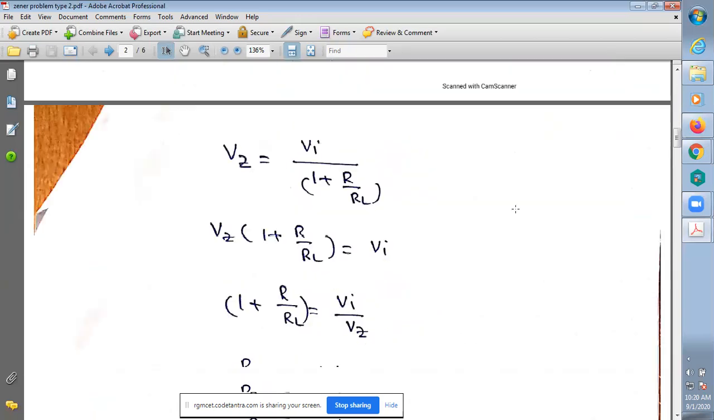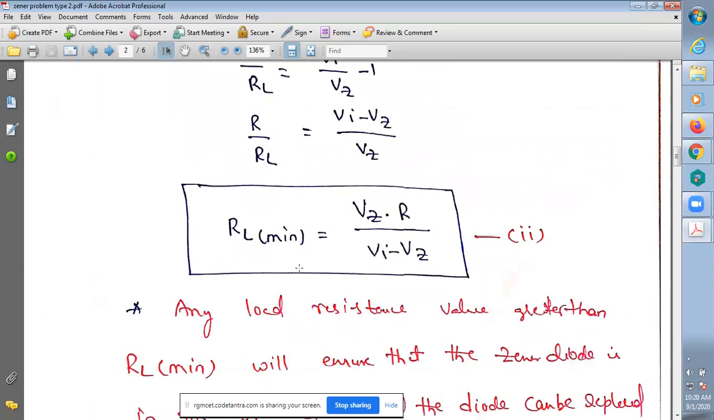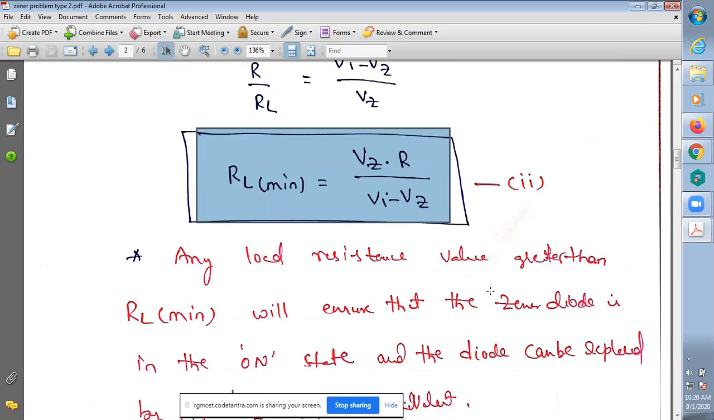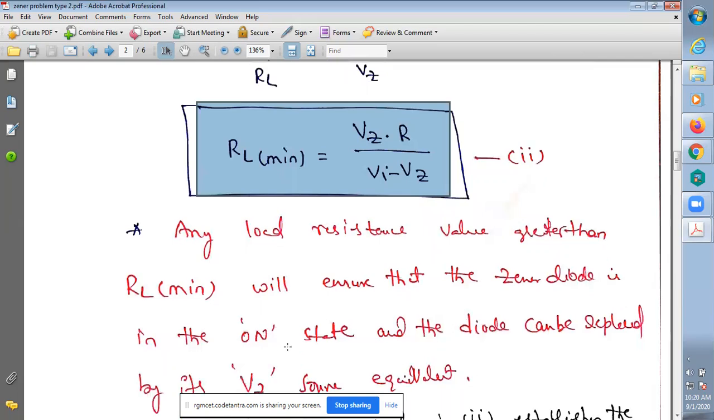Now RL is equal to, consider that this is RL minimum. RL minimum is equal to Vz times R by Vi minus Vz. So this is the minimum load which keeps the Zener diode on. Any load resistance value greater than RL minimum will ensure that the Zener diode is in the on state. This is the minimum; we can provide greater than RL also. So the point is, any load resistance value greater than RL minimum will ensure that the Zener diode is in the on state only, right?